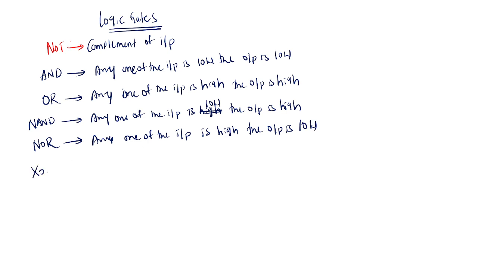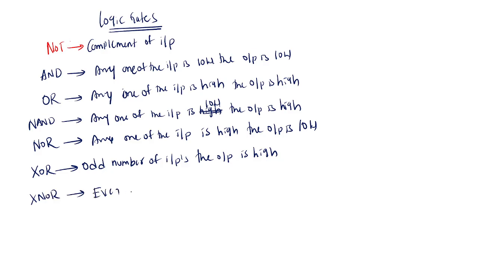XOR gate is nothing but odd number of inputs, the output is high. It's like an odd detector only. And next, XNOR gate: even number of inputs, the output is high. So we'll see each and every gate in detail.